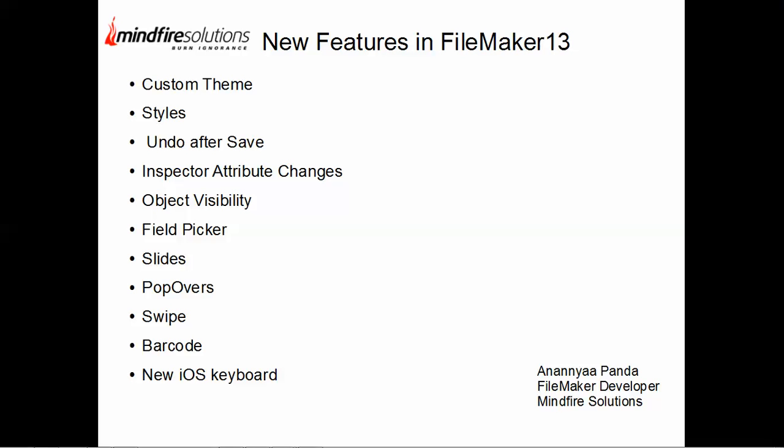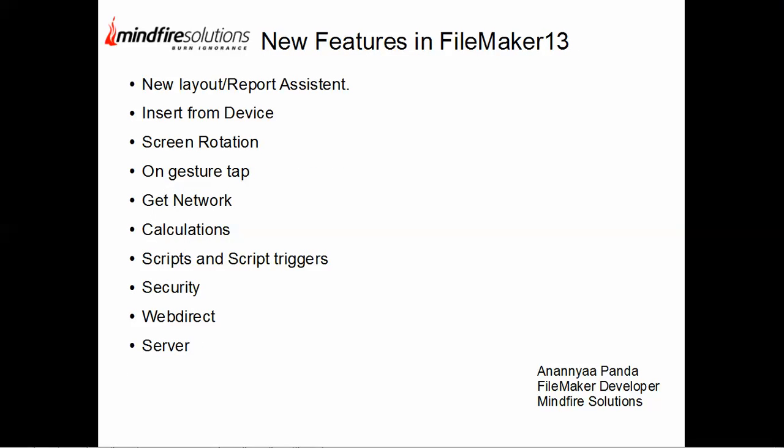Then there is barcode scanning. We can take the picture of a scan code, and the code will be copied and stored as text. Then on to the next page, there is a new layout or report assistant. The new layout or report assistant has a new interface, and here we can choose what device we use and what view we want, and the entire screen is redesigned to make it easier to navigate.